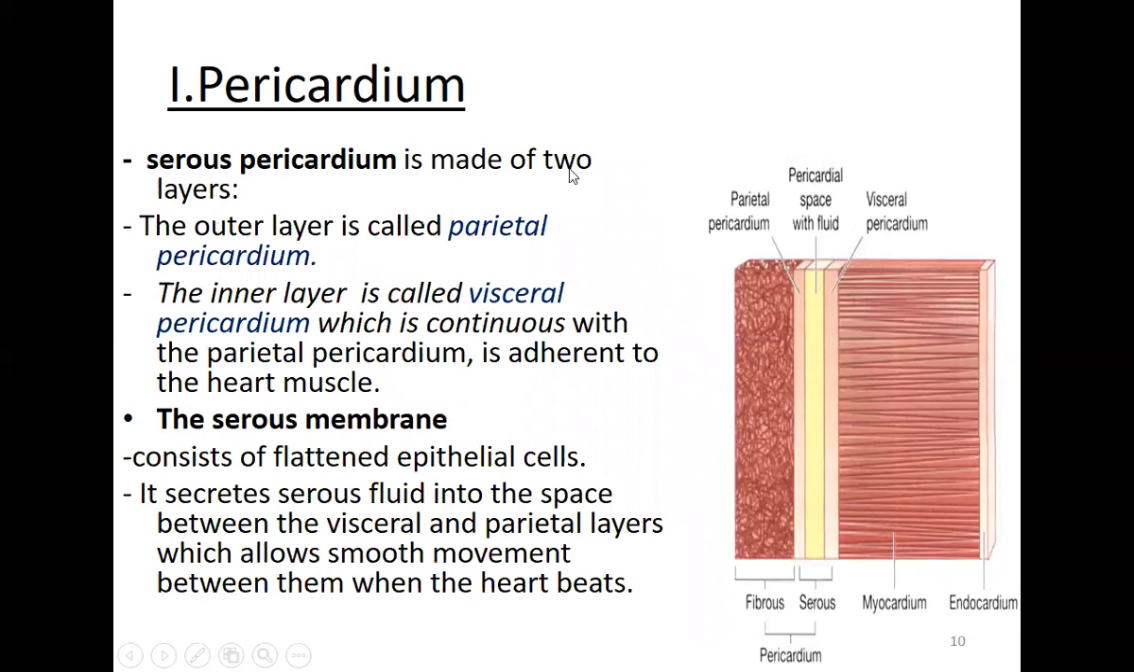So the serous pericardium is made up of two layers. The outer layer is called the parietal pericardium, this one, and the inner layer is called the visceral pericardium. This is the inner layer, which is continuous with the parietal pericardium and is adherent to the heart muscle. If you see the visceral layer, it is totally attached to the heart muscle, so it cannot be separated from the heart muscle.